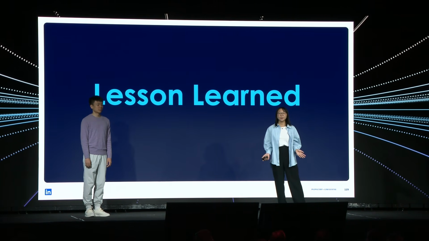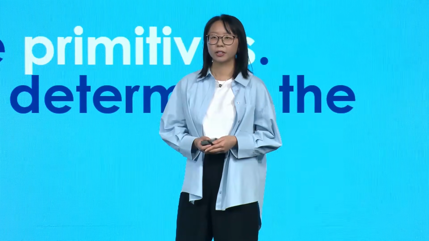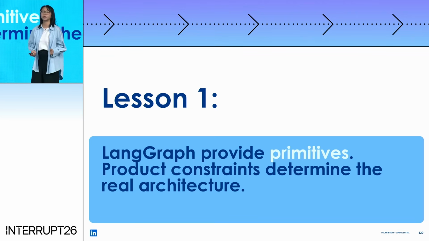So we just talk about how our agent evolved and how we architect and design it. And along the journey of building this adaptive agent, we have some lessons learned which we want to share today. Lesson 1: LangGraph provides primitives, but product constraints determine the real architecture.